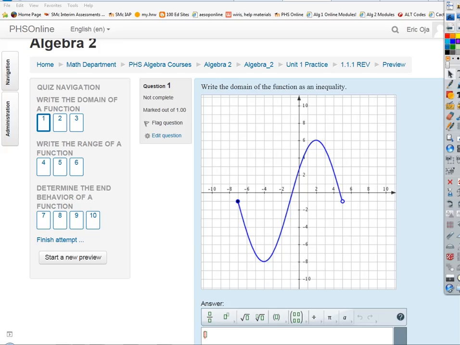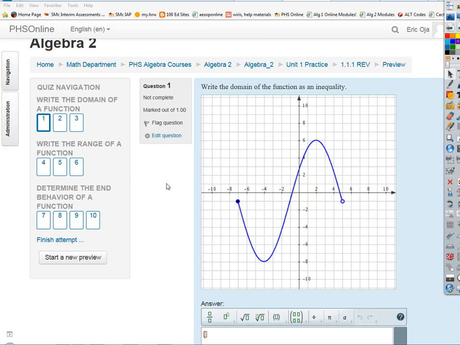I want to go through a couple examples from each one, and point out where I know people sometimes made some really minor mistakes. The first review assignment goes back and talks about domain, range, end behavior, things like that. So let's take a look at this.